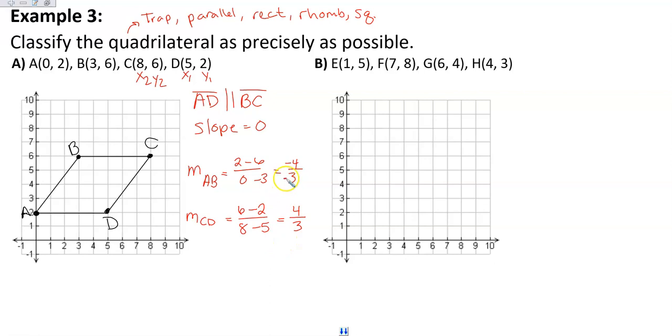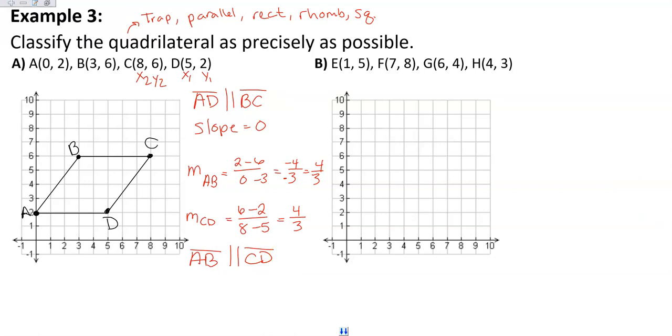Oops, okay, so this is a negative 3 up here. So then we have 4/3 here. So they're both 4/3. Sorry, I missed that negative. Okay, so since both of our slopes are 4/3, I know that AB is parallel to CD. So now I know that I at least have a parallelogram.